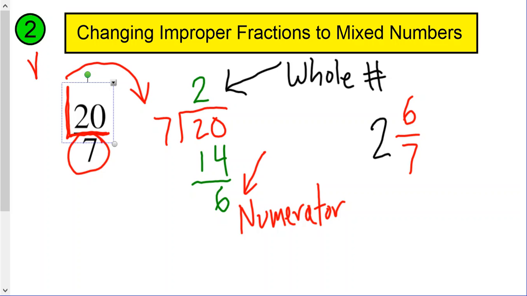Go ahead and make sure you write this example down in your notes. So for changing an improper fraction to a mixed number, you need to divide the numerator by the denominator. So 20 divided by 7.